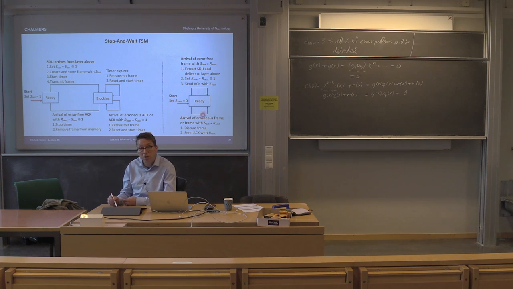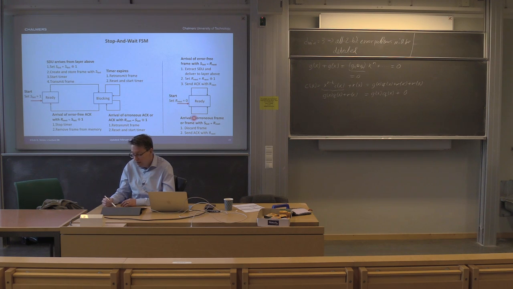The receiver side is a little bit simpler. It only has one state, ready. And two things can happen. We get an error-free frame with the right sequence number. Then we extract the service data unit and deliver that to the layer above. We update our sequence number, and we send an acknowledgement with the updated sequence number.